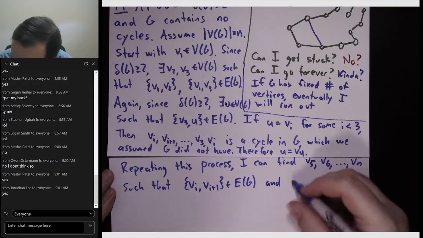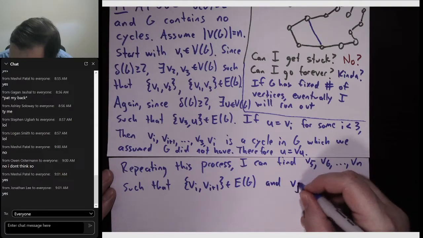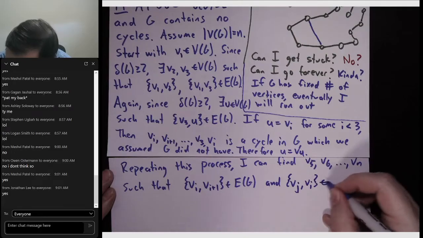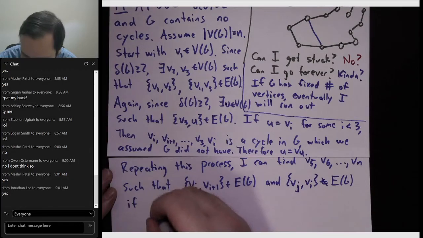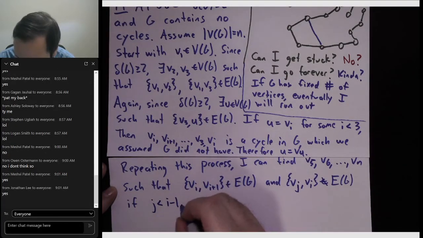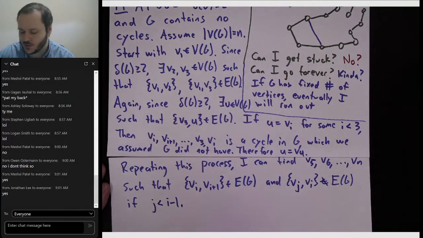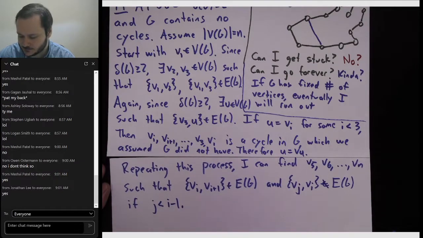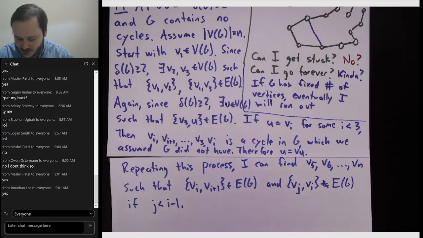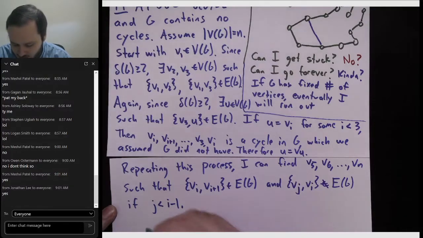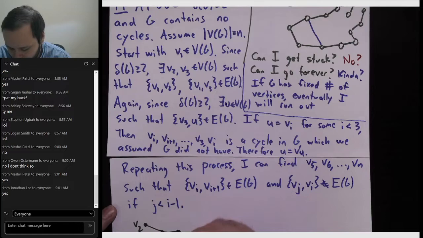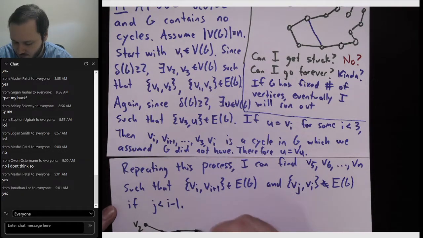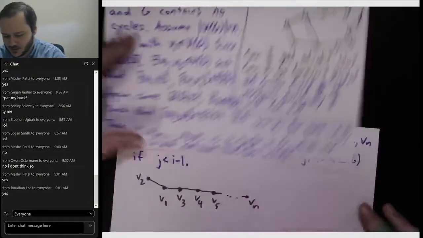So v sub j, v sub i is not an edge if j is less than i minus 1. So I know you're always adjacent to the thing that comes one before you, but if you jump back two or more, then you're not adjacent, because that would create a cycle. Okay, so I have this process. I'll even draw in a picture, just so we're clear what's going on. I found v1, which has v2 and v3. And then I found a v4, and I found a v5, and I went all the way up to vn. Whoops, I'm off the bottom of the page.